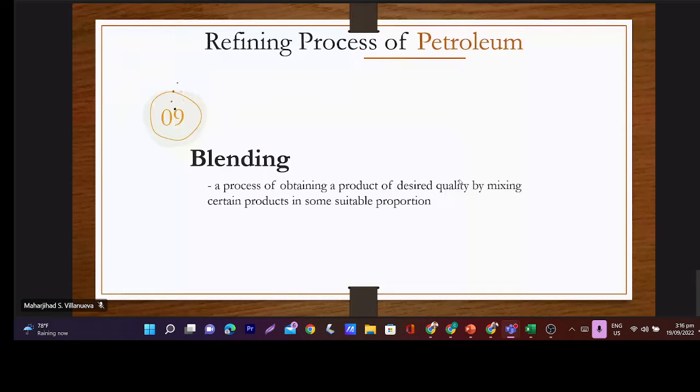Blending is a process of obtaining a product of desired quality by mixing certain products in some suitable proportion. By adding additives like ethanol, methanol, we get different grades of fuel like we see in a gas station. Regular has the lowest octane number and the premium ones the highest octane rating.